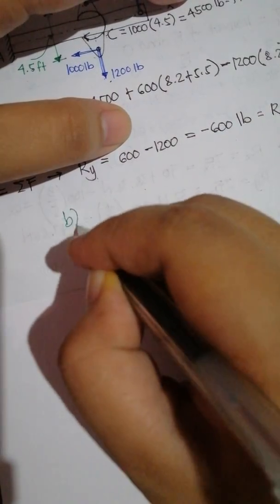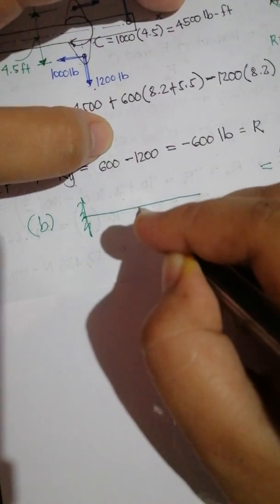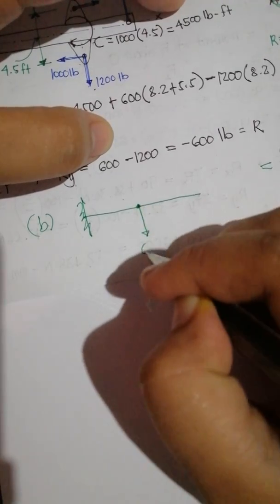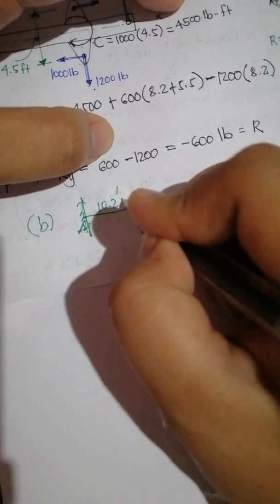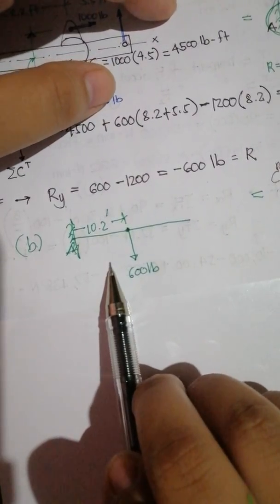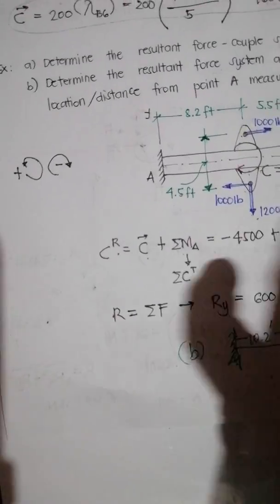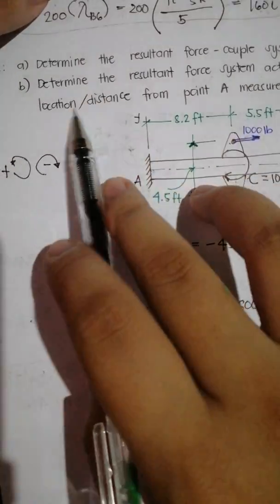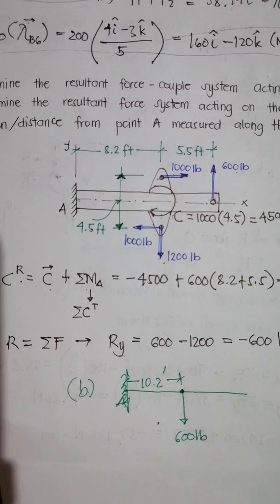So this is now the answer for letter B. This is now the resultant force system only. So the resultant should be located here at a distance of 10.2 feet from A. So this is the equivalent resultant force system. This is the equivalent force-couple system. Because for a resultant force system, we have to provide the location. So its location from point A is 10.2. Okay, that's it. We'll have part 2 on our next video.